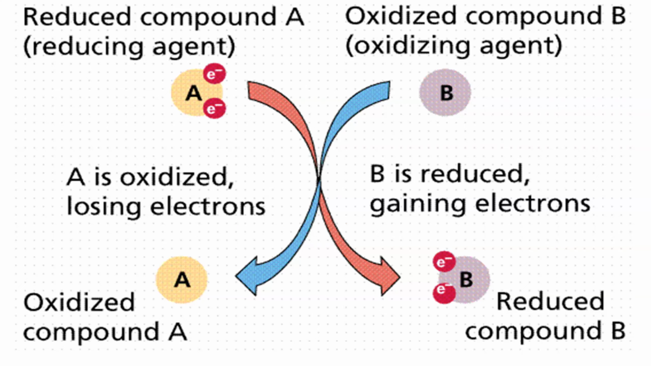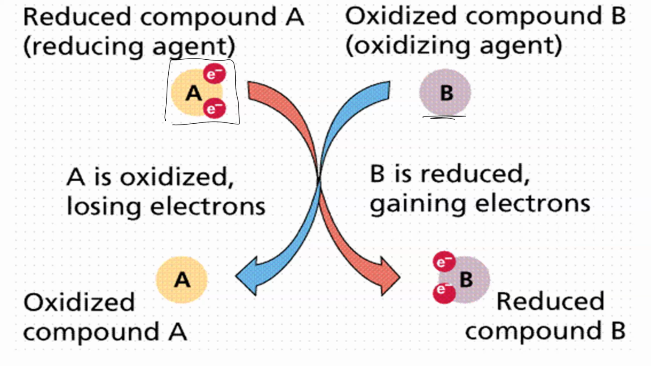Here's a graphic to help us understand. So reduced compound A, it is in its reduced state because it already has its electrons attached, is the reducing agent. So it's going to encourage another substance, substance B, to become reduced. At the same time, substance B is the oxidized compound, and it is the oxidizing agent. It is going to encourage substance A with the 2 extra electrons to become oxidized by losing its electrons.